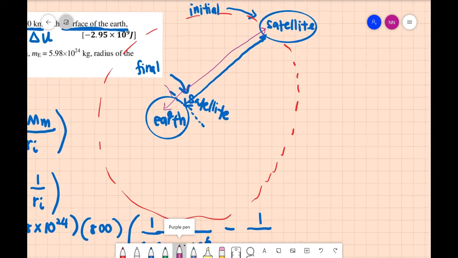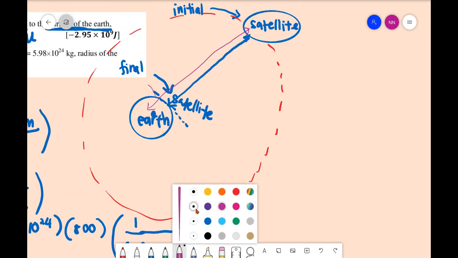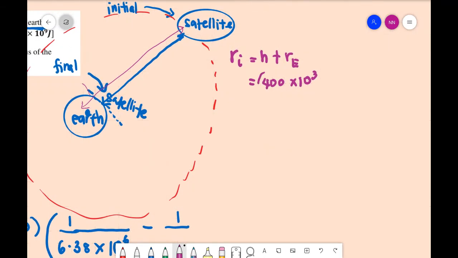Okay, jadi R initial, so R initial is height plus radius of Earth. Okay, height is 400 kilometer. So you have to convert to meter. Okay, 400 times 10 to the power of 3 meter plus radius of Earth. Radius of Earth is 6.38 times 10 to the power of 6. It is given, okay, in the question.